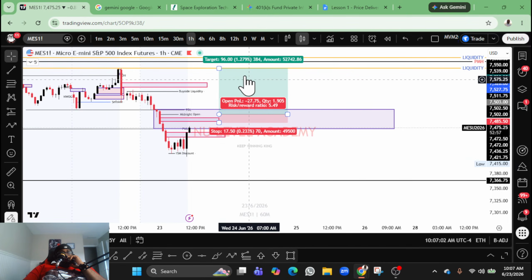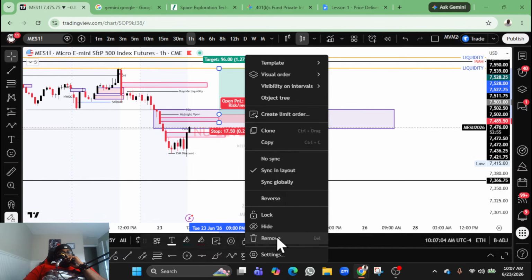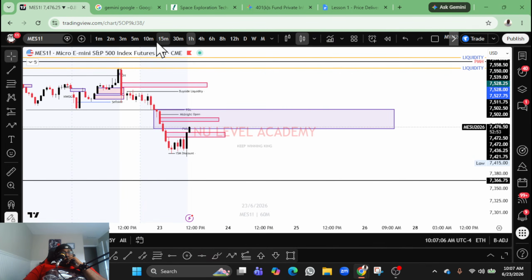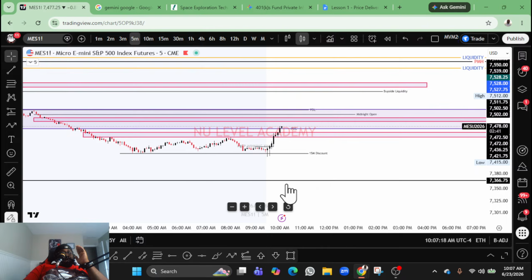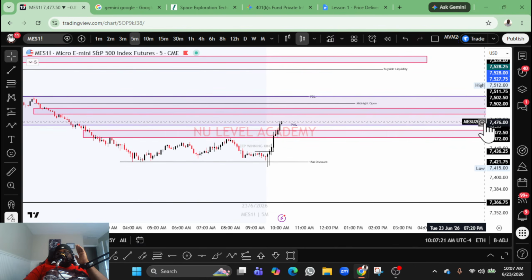Right now we haven't cracked midnight open, so I'm still bullish. I mean bearish. And we haven't reached 50% consequent encroachment of this fair value gap. These are things that are very important. This is why these levels are very important. No other level is more important than this.